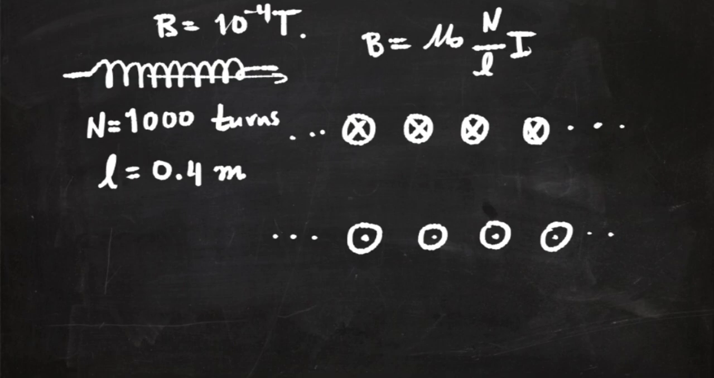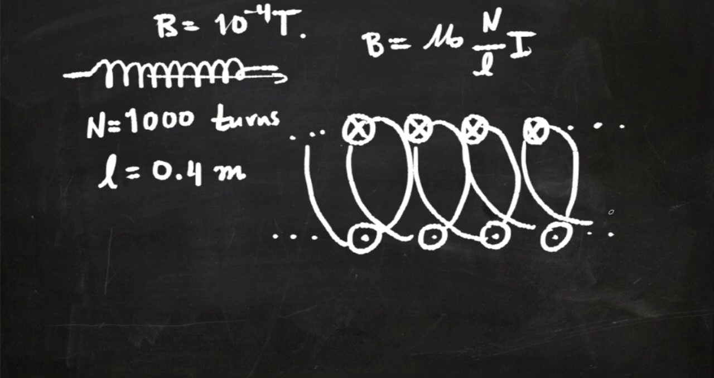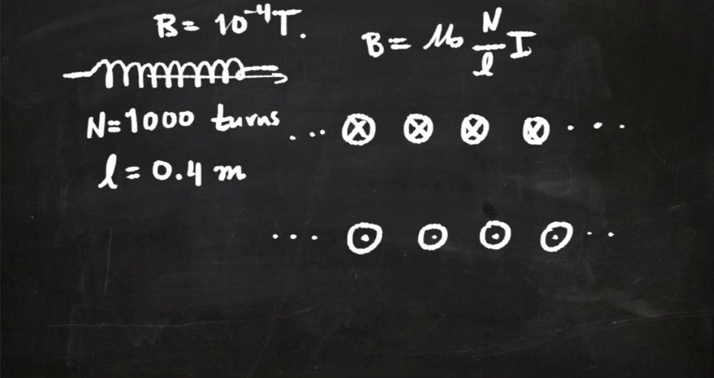So each of these that I've drawn is a bit of the wire. The coil would look something like this as it went around. By convention, the current is going into the page on the top and out of the page on the bottom. So what I've drawn is the current.